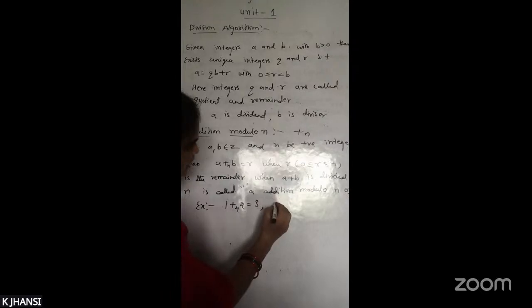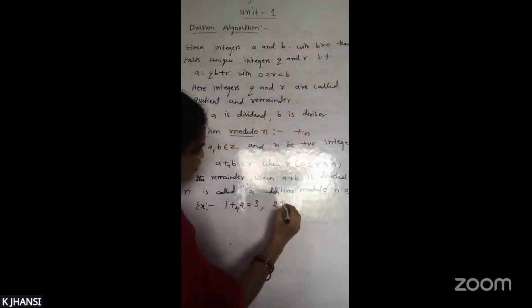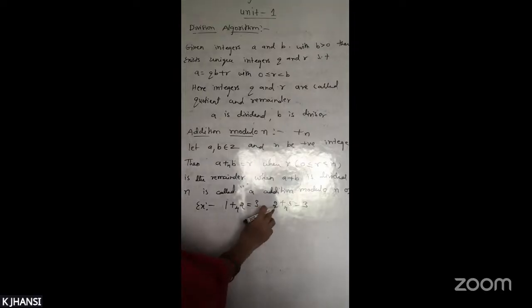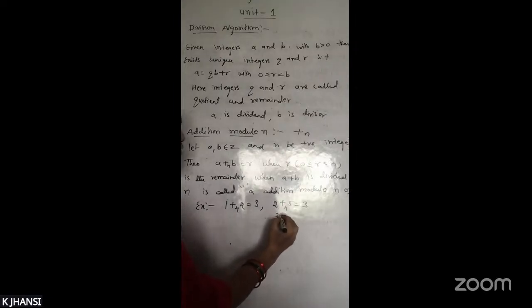So if we take 2 plus 5, that is 7. So a plus b means 2 plus 5 is equal to 7. 7 divided by 3: 3 twos are... sorry, 3 ones are 3. What is the remainder? The remainder is 1 here.